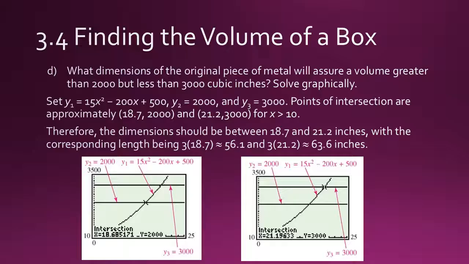And again, this is for x greater than 10. So our dimensions for x need to be somewhere between 18.7 and 21.2 inches. And then you can use those to find the matching length values. If x is 18.7, then the other side must be 56.1. And when x is 21.2, then the length must be 63.6.